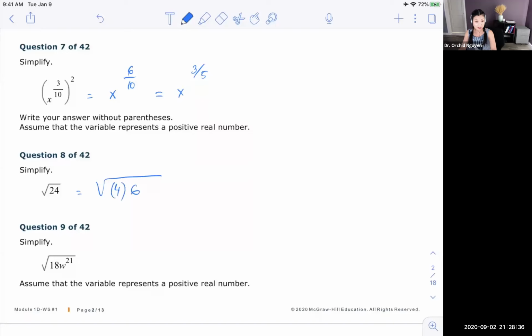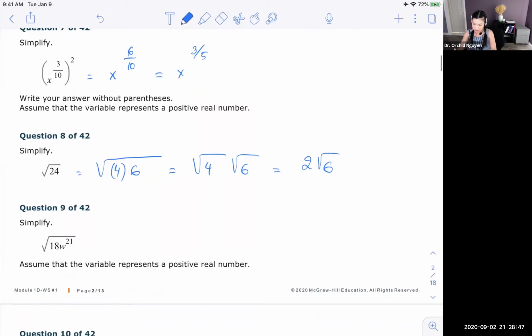So 4 times 6 is 24. Now I'm going to take care. So technically this is what we do. So we ended up with 2 square root of 6. All right, so same thing over here.